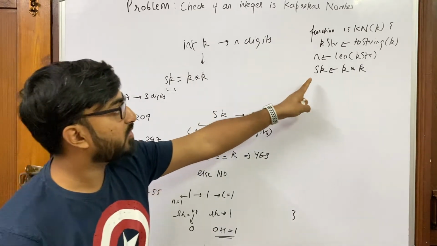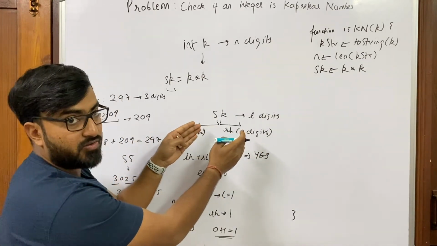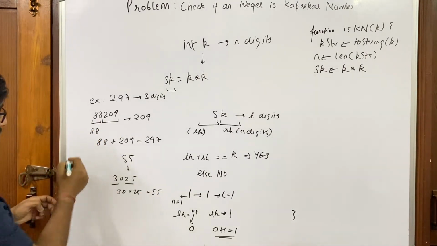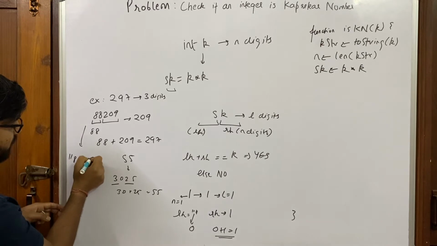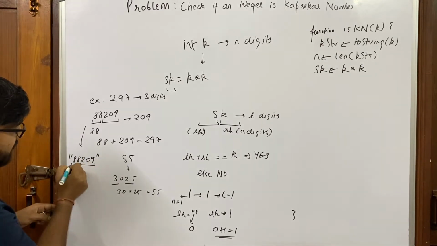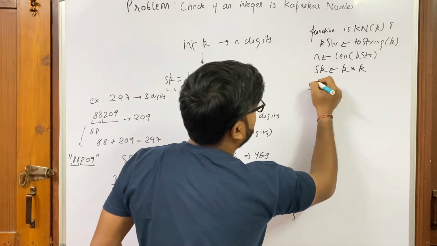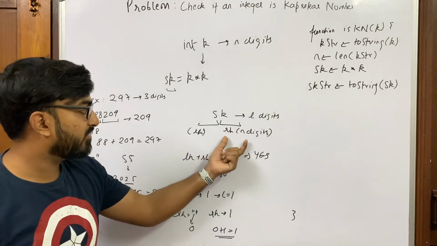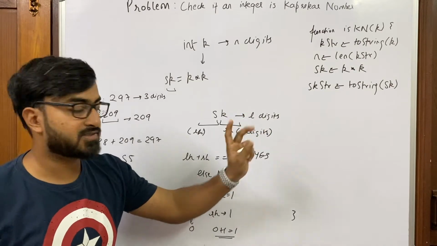Again, we convert the square of k to a string so that we can easily split it into two halves. For example, if I have the square of k as 88209, I can convert this into a string, it becomes 88209. I can use substring operations to find this and this. So converting the square of k to a string, sqkstr. Then we need to find the right half and left half. Right half first because the right half forms the rightmost n digits.